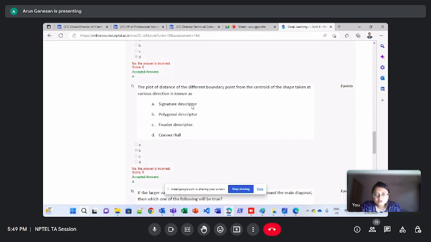No, my answer is wrong, but I was trying to understand. The correct answer as per the examiner is A, signature descriptor. Yeah, right. So this is how signature descriptor is defined. You take the centroid, you take the distance of all the boundary points, you plot.